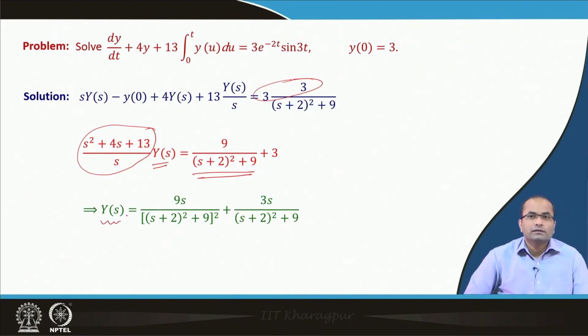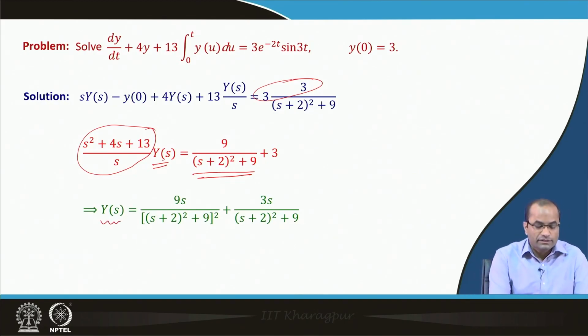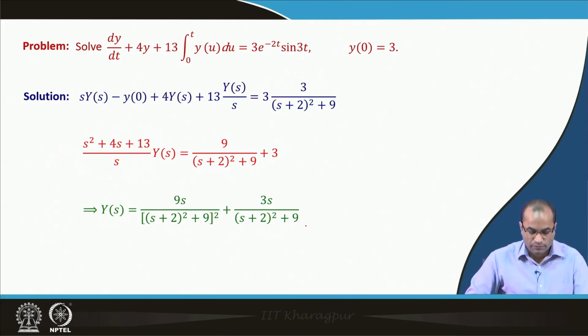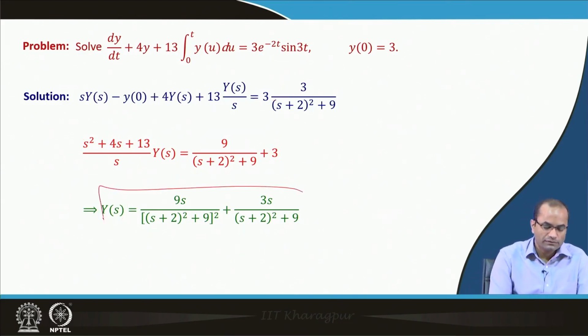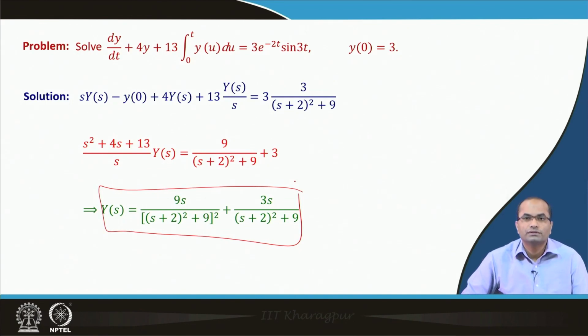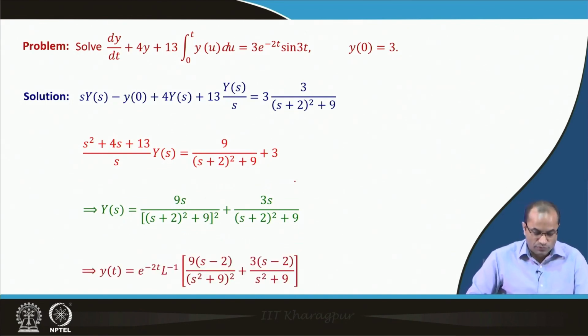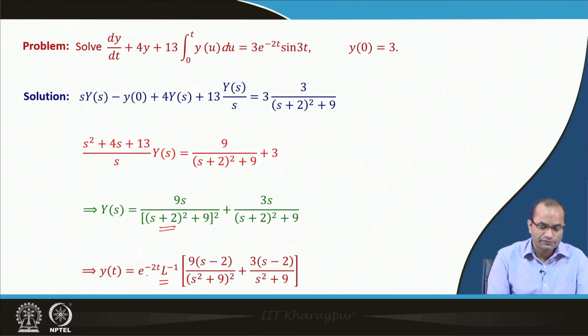So, we can now take everything to the right hand side except this Y(s). So Y(s) is equal to 9s over this whole square term will come, because this is the same term, (s plus 2) whole square plus 9, and here also we will get then 3s over (s plus 2) whole square plus 9. And now, as a final step, we need to go for the inverse transform. So we have to take the inverse transform here, and we have used the shifting theorem again.